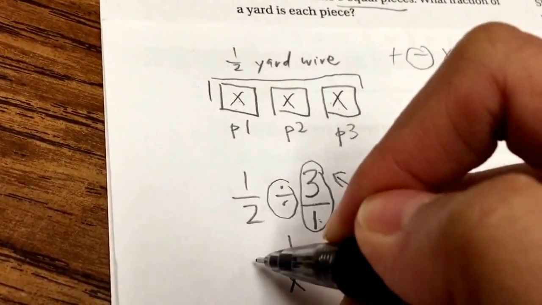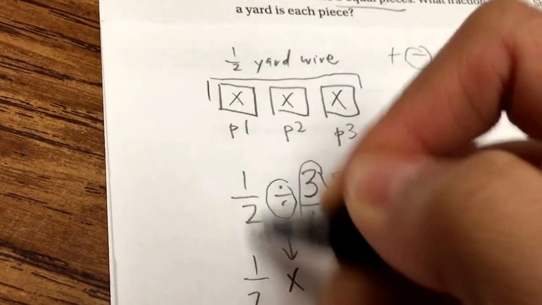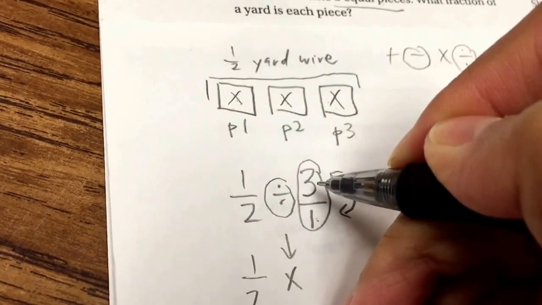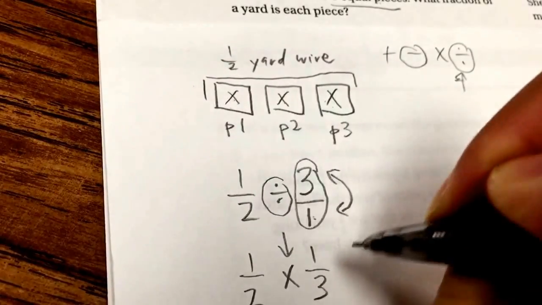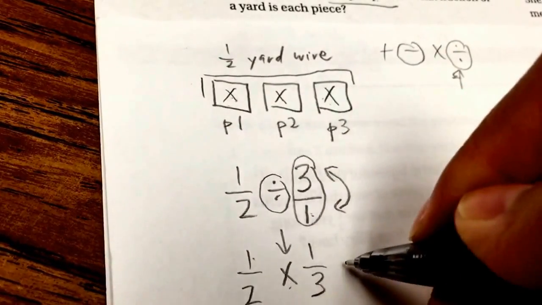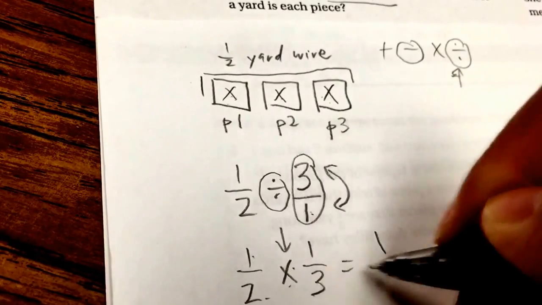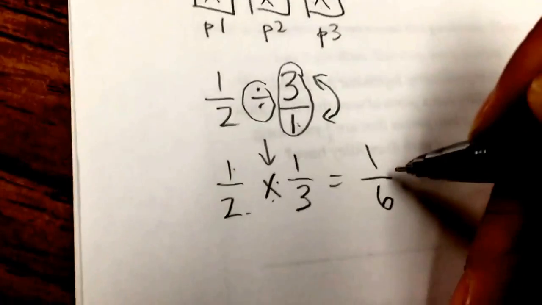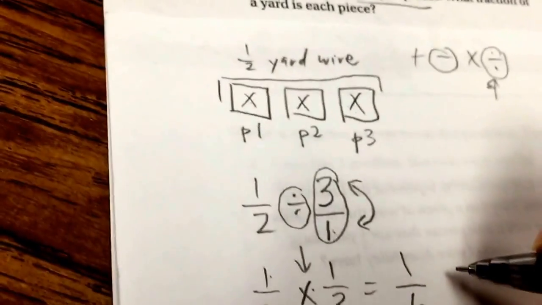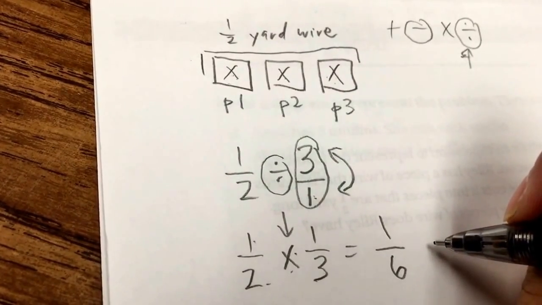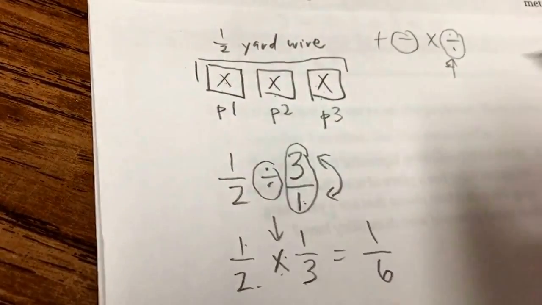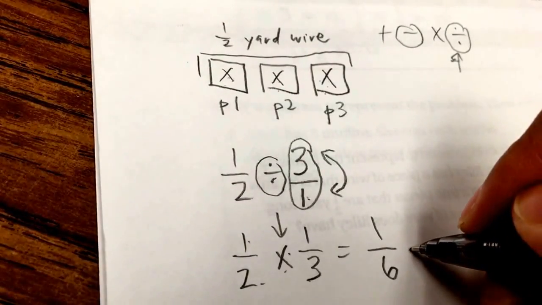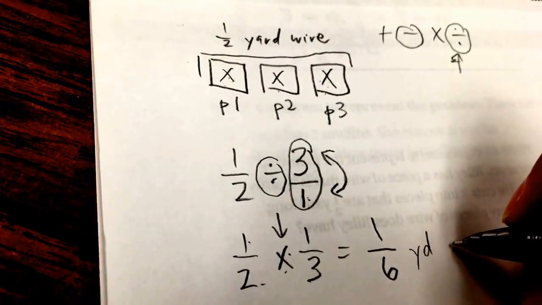So 1/2 stays the same. Don't flip that. That's the first number. And we're doing the reciprocal, where we switch the numerator and denominator of the second number. From here, 1 times 1 is 1. 2 times 3 is 6. And so your answer is 1/6. This piece is 1/6, this piece is 1/6, and this piece is 1/6. So each wire is 1/6 of a yard long.